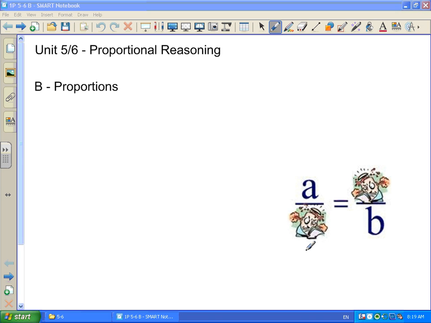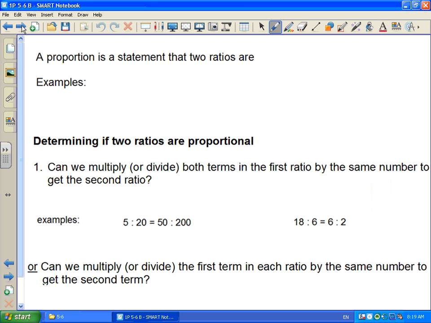So this is our next lesson here in Unit 5-6. We're still working on proportional reasoning, and what we want to look at in this lesson is proportions. What are proportions, and how do we solve a proportion? So first off, what is a proportion?